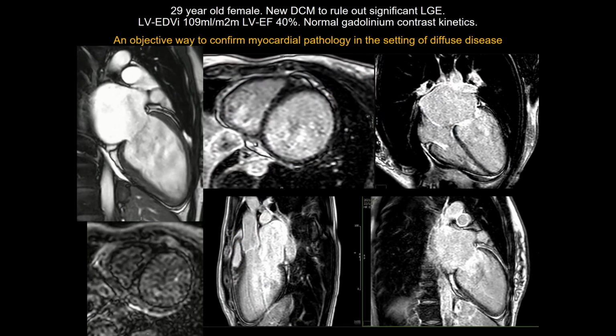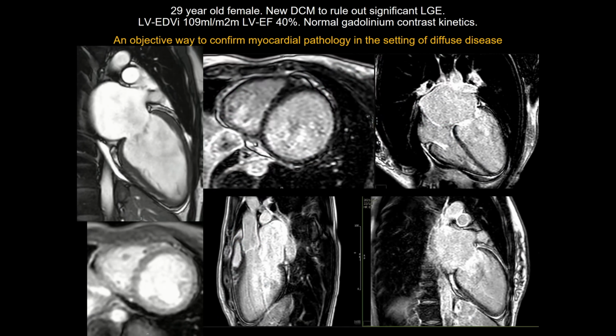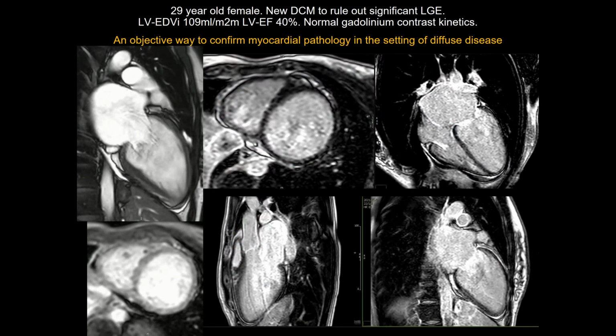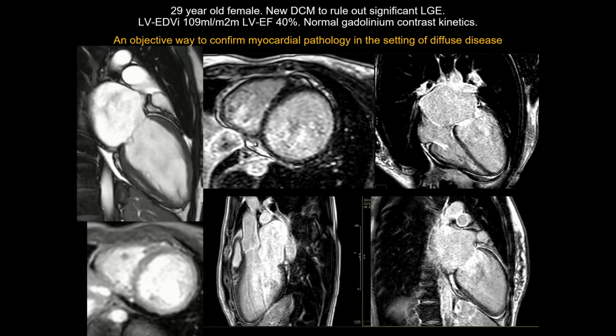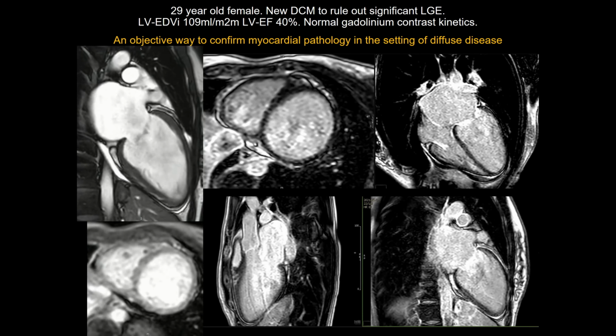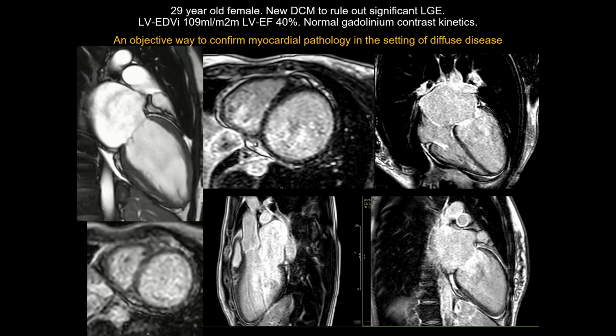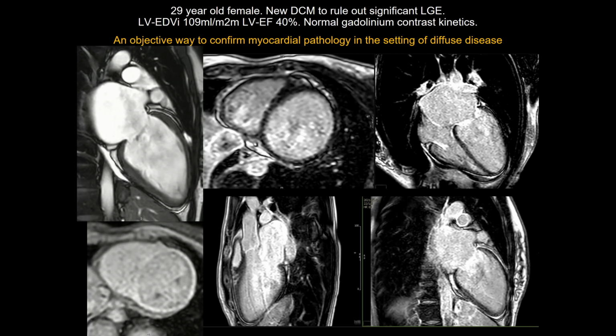She had a mildly dilated LV with mild to moderate systolic dysfunction, and on late gadolinium enhancement, there's nothing much to see. Certainly nothing focal. In the old days, you get this, and maybe you get a T2 weighted black blood, and then be humming and hawing about whether there was or wasn't myocardial edema.